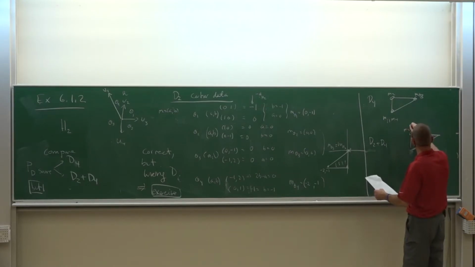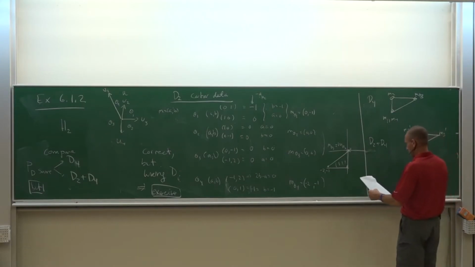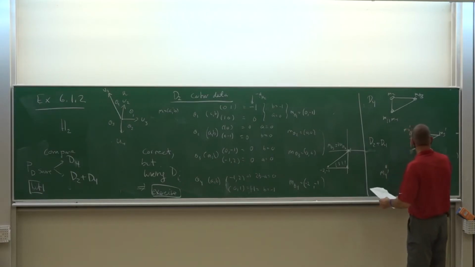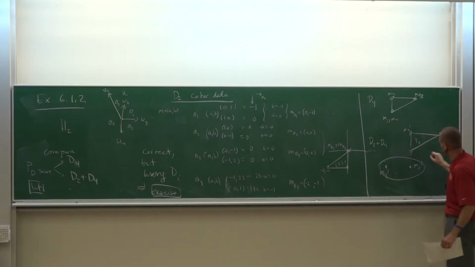M2 prime, M3 prime, M1 prime, and M4 prime. And this is your P sub D. And so both of these points don't lie in P sub D, and so this one is not base point free, and this one is base point free.